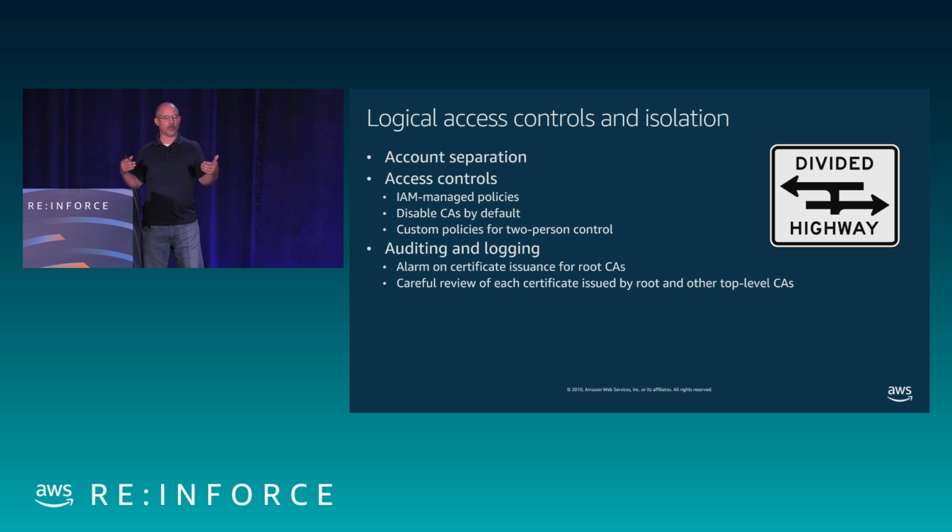To issue a certificate from the root requires one person from the first group to enable the CA, and a second person from a separate group to issue the certificate. And this is really a best practice for restricting access logically to a root or top-level intermediate CA. And since we're talking about access controls, I also want to talk about auditing and logging. It's important for your top-level roots and intermediates to configure auditing and logging so that you're carefully monitoring every certificate that these important top-level CAs are issuing. As I mentioned before, you can also alarm on every certificate issued by the root.